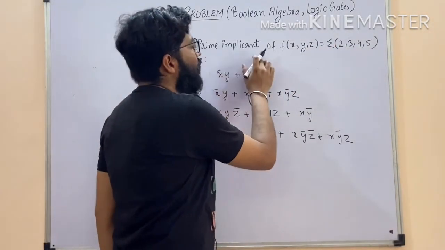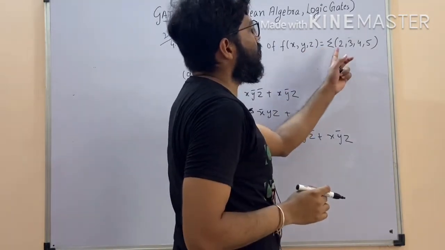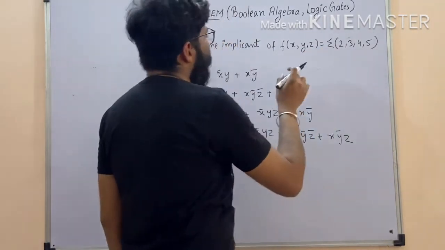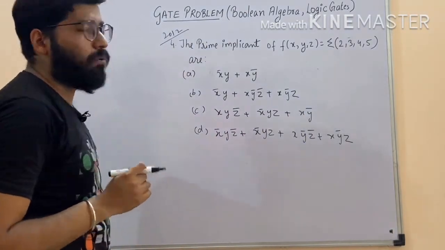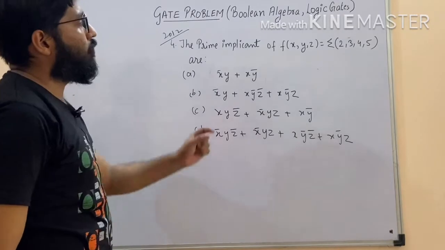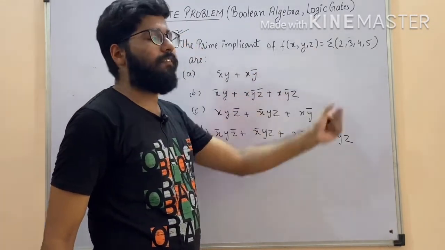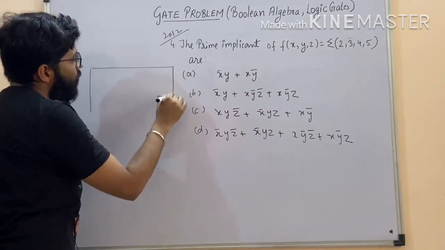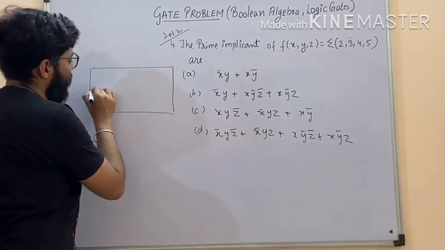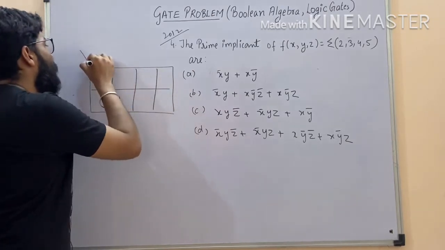The prime implicant of function x, y, z equals summation 2, 3, 4, 5. You have to find the prime implicants. Now for prime implicants you have to draw the K map. So you have to draw the K map of 3 variables because the function is of 3 variables. So you have to see the K map here. This is the K map of 3 variables.